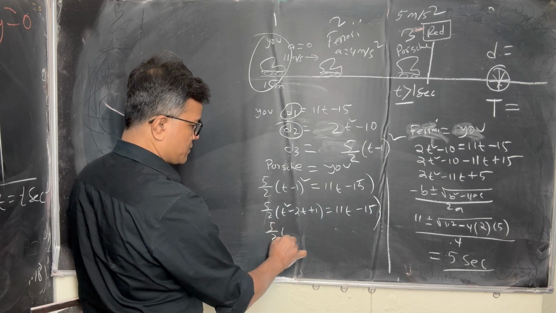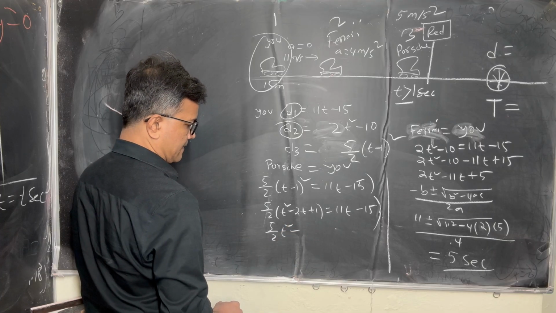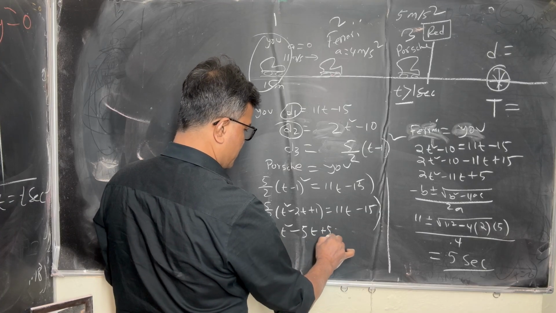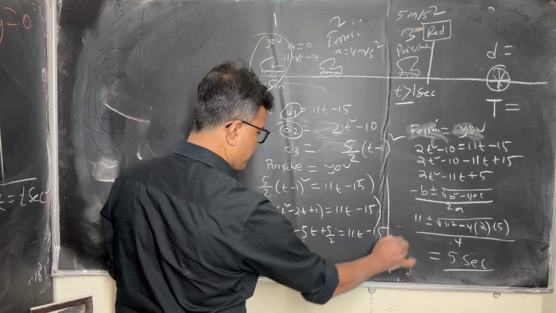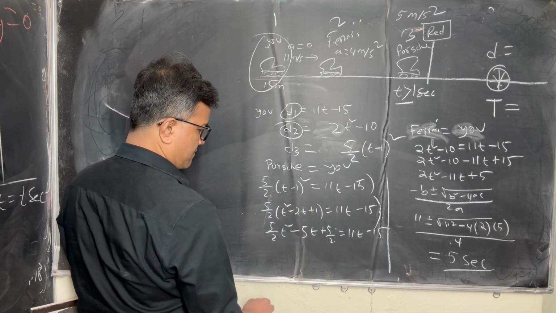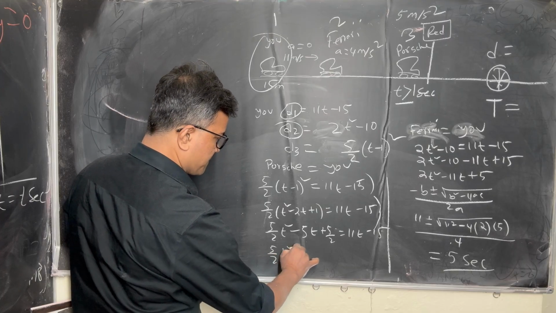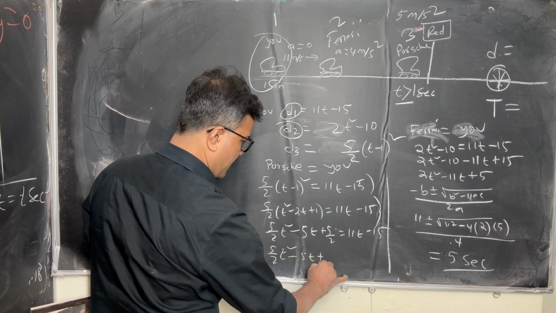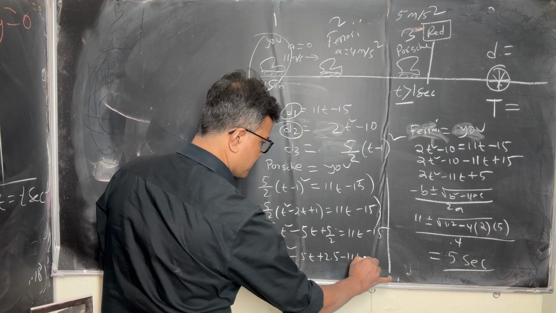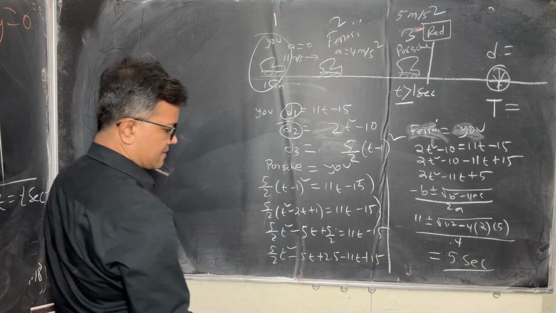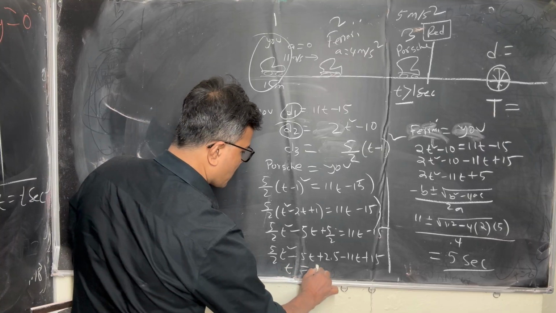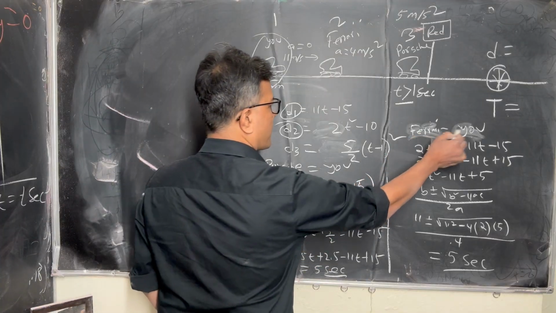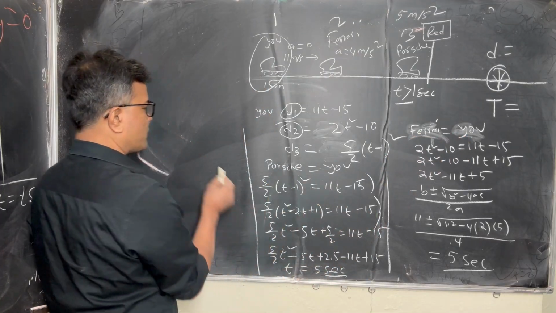So 5 over 2 t squared minus 5t plus 2.5 minus 11t plus 15. So when you solve it, t is equal to 5 seconds. So Ferrari and U, Porsche and U, Ferrari and Porsche.